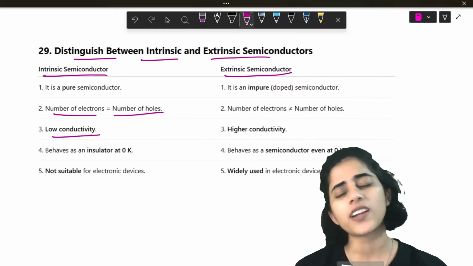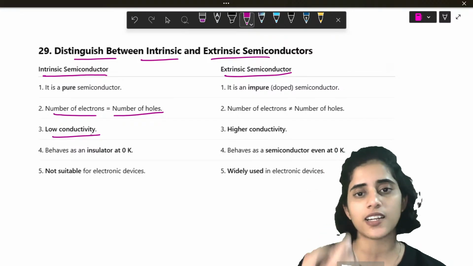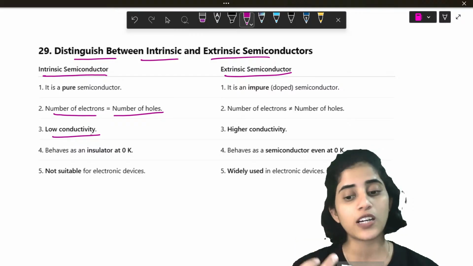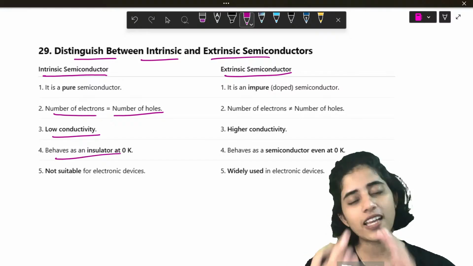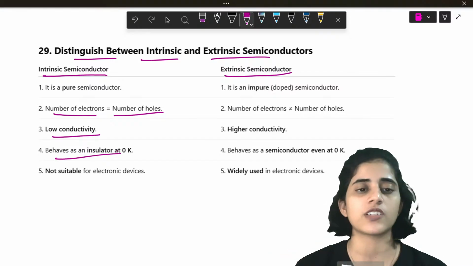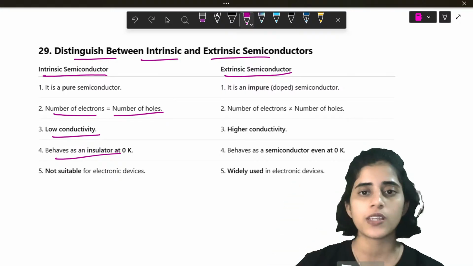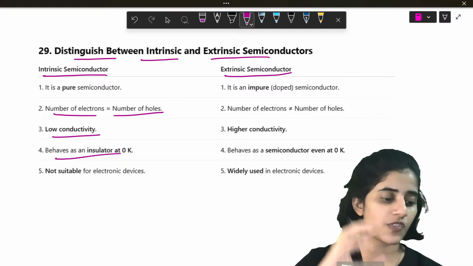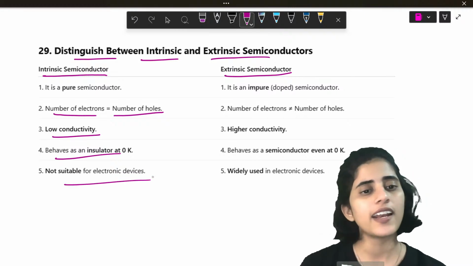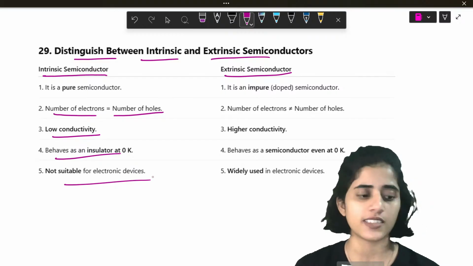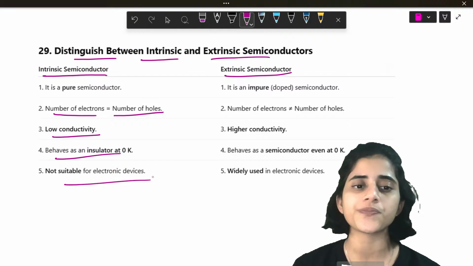If you want to use it as a conductor, which means if you want to allow electricity to pass through it, you have to add some impurities to it. In a pure form, it has very low conductivity. It behaves as an insulator at 0 Kelvin, which means that if it's very cold, 0 Kelvin is the coldest temperature, it behaves as an insulator. But it is not suitable for electronic devices. Why is it not suitable for electronic devices? Because electronic devices have to conduct electricity.